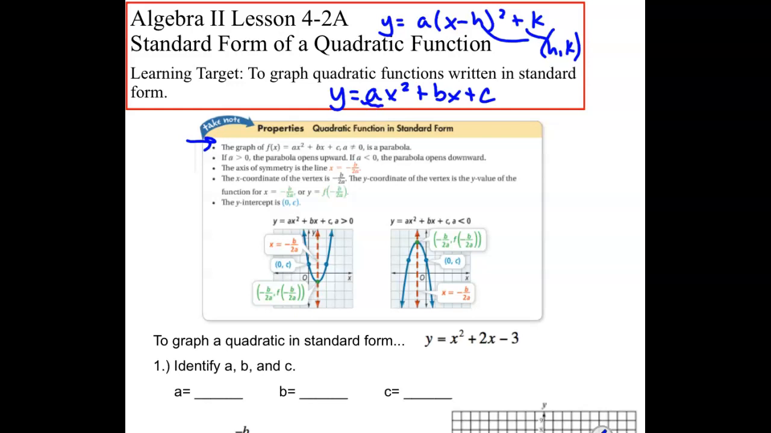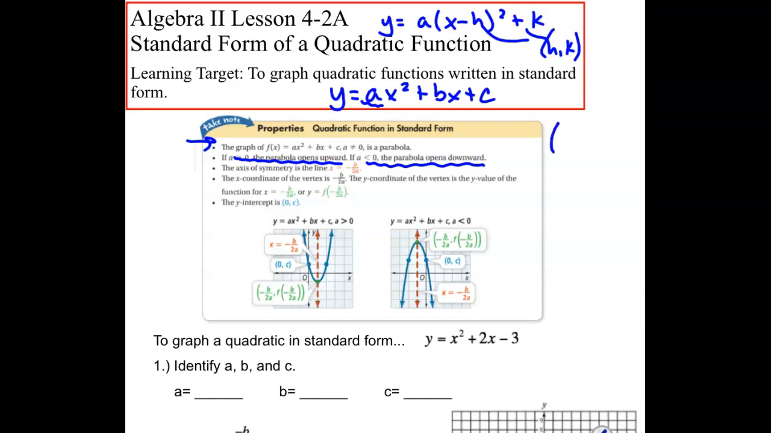The same thing with a happens in standard form as it did when it was in vertex form. So if a is positive, it's going to open upward. And if a is negative, it's going to open downward. Now we have a formula to help us figure out our vertex and our axis of symmetry.